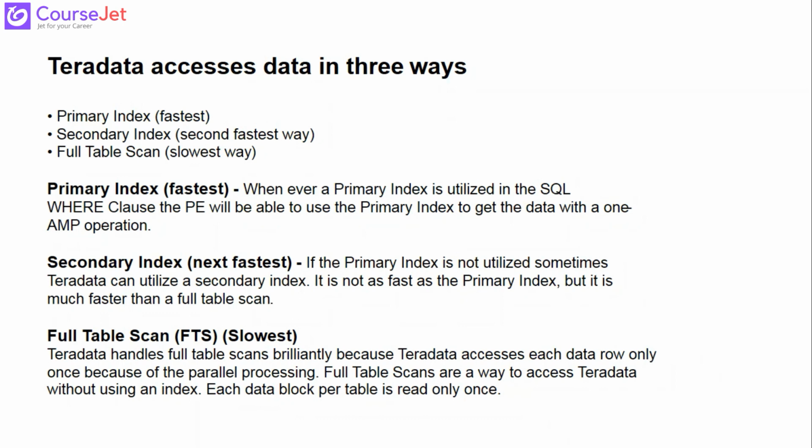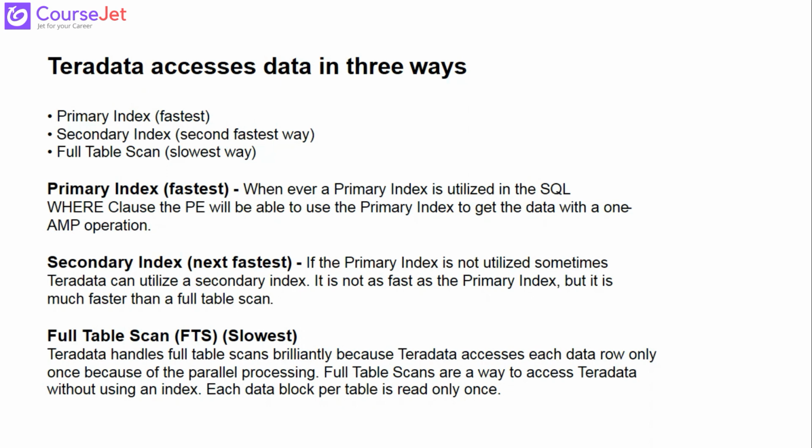So this is just an overview. So coming to the secondary index, this is the next fastest when compared to primary index. It's an added index which we are creating. Suppose we have a query which is not utilizing the primary index of the table. So in that case, what we can do, we can create a secondary index which is used in the where clause. So in that case, what will happen? The system will scan according to the secondary index, and it will fetch the data.